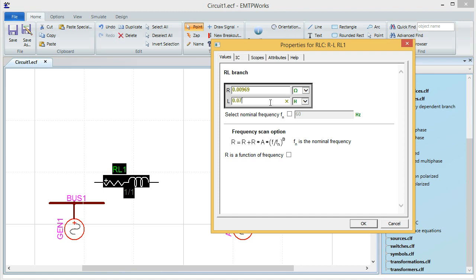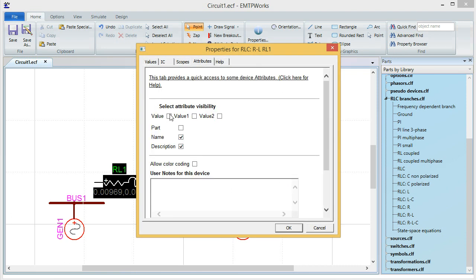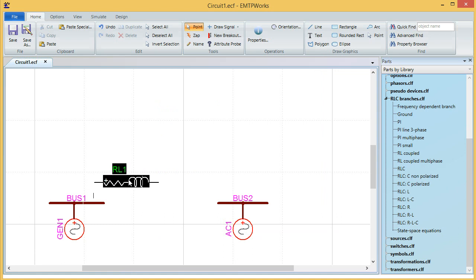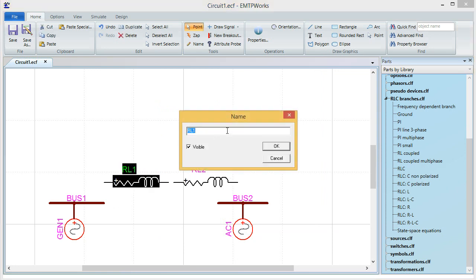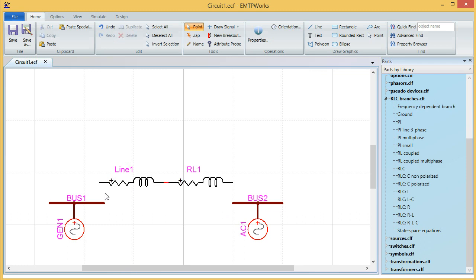Let's just enter it over here. 547. Yeah, I think that's enough. Just change this to millihenries, and my nominal frequency is 60 Hertz. I don't need any scopes for now, so let's just click OK. I don't want to show the values over the line, so just uncheck that box. And yep, that's all. So I'm just going to copy and paste this line, and this one is line 1, and this one is RL1, which is the other half of the first line.